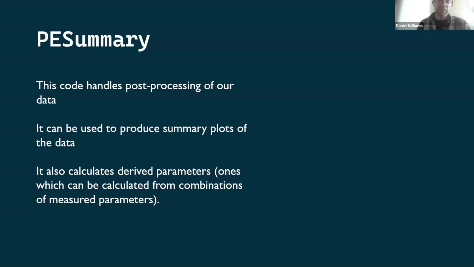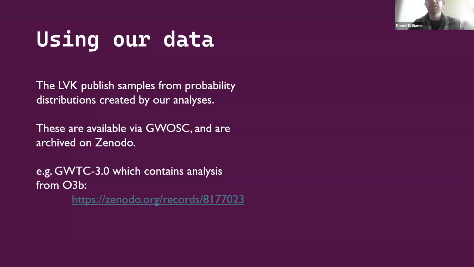And then, as I say, it produces these derived parameters, so things which are produced by combinations of different measured parameters. PE Summary also produces the final data files which the LVK releases to the general public in a consistent format, which brings me nicely onto the last thing which I want to talk about, which is really how you can go about using our data.